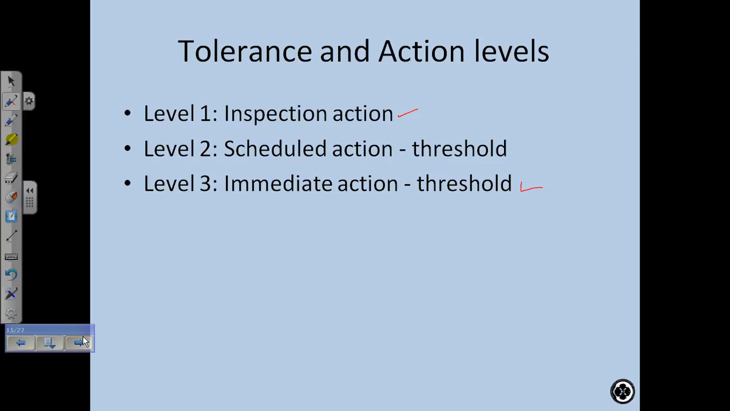What about flatness and symmetry? Okay. So what would be an immediate action tolerance level for symmetry? What's a typical tolerance for symmetry? 2%. Okay. So if you get 2.5%, would that be level 3? About like 5%. Yeah, 5% would probably be a good immediate action level where you should do something about it. Okay.